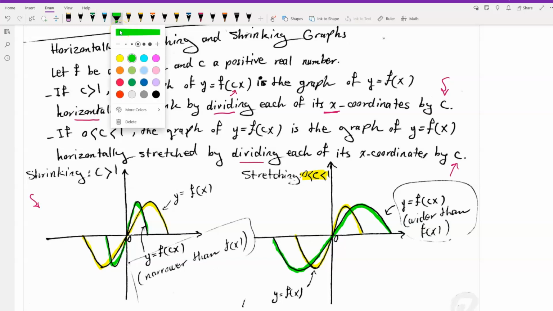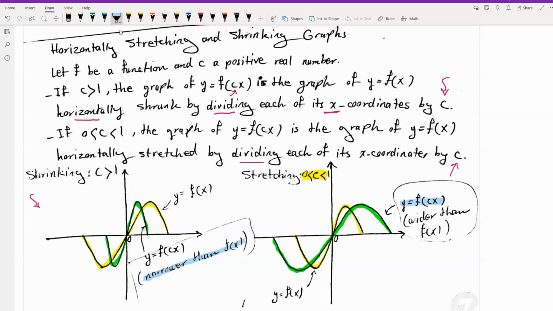So the difference between these two is that the one that we had for c greater than 1, this is narrower than f of x. So y equal to f of cx is narrower than f of x. And here on the right side, when c is between 0 and 1, y equal to f of cx is wider than f of x.